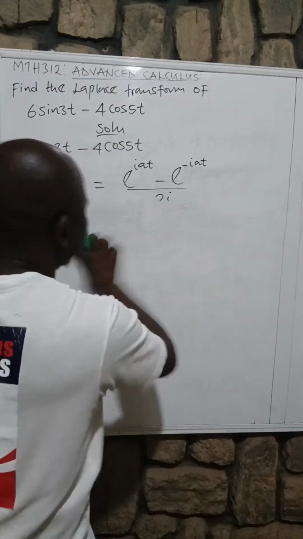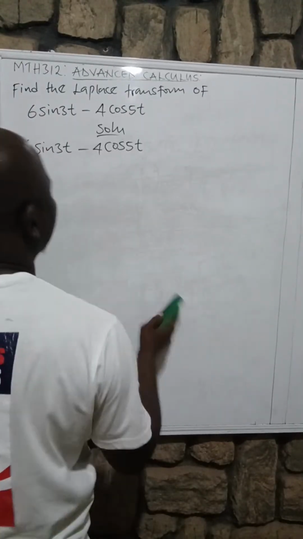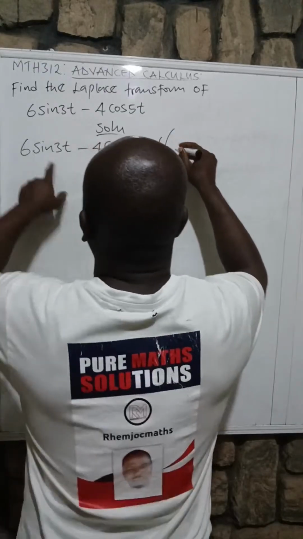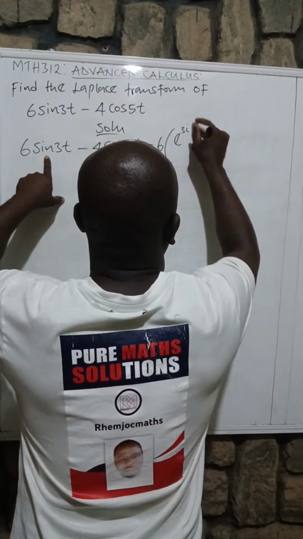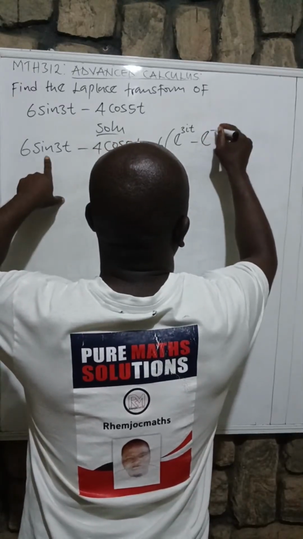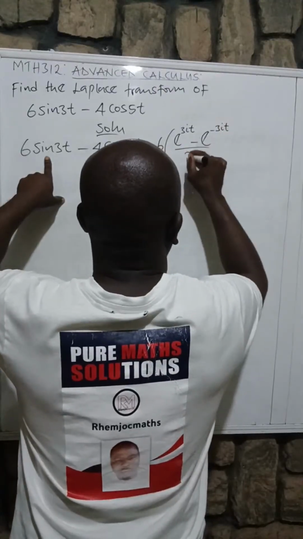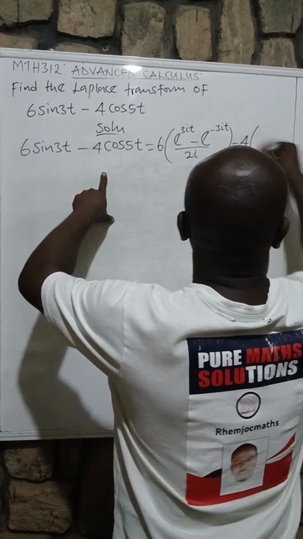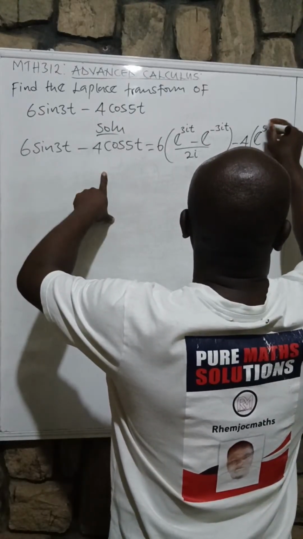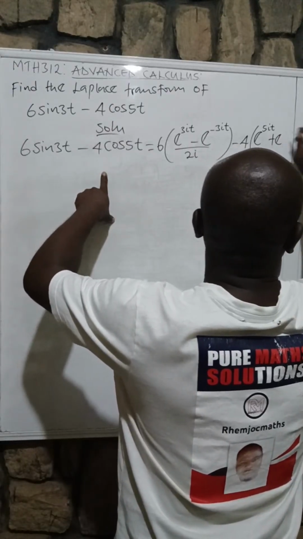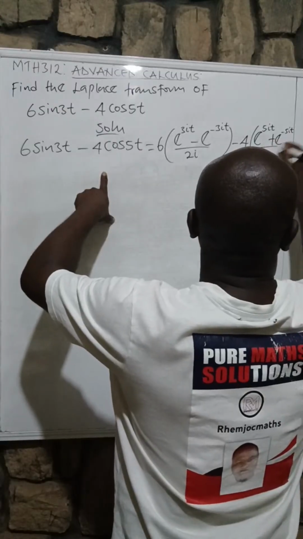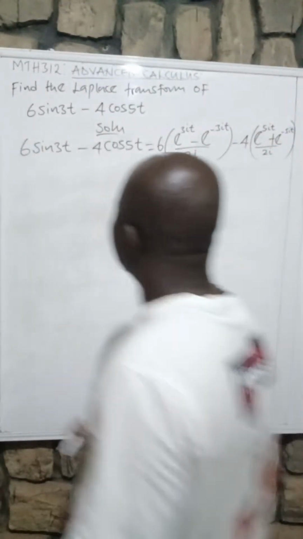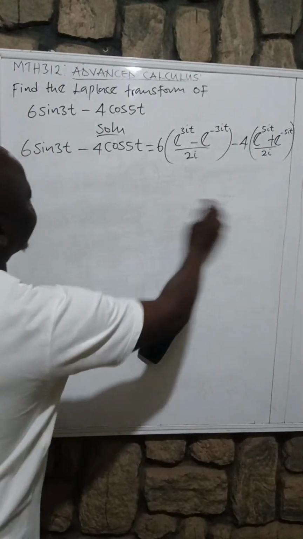So if you understand what we're about to do, this is equal to 6 open brackets exponential 3it minus exponential minus 3it all over 2i, then close brackets, minus 4 open bracket exponential 5it plus exponential minus 5it all over 2i, close the bracket. True or false?